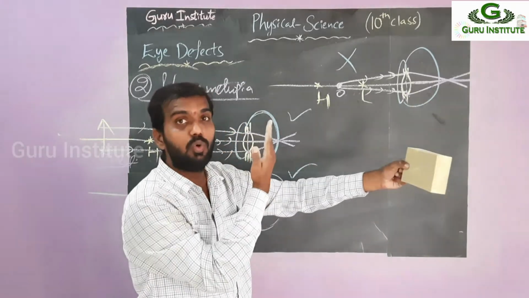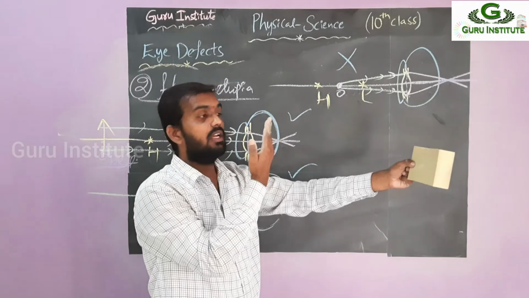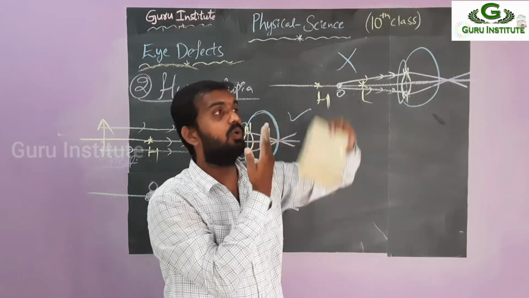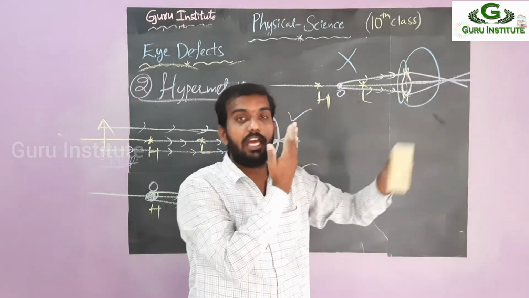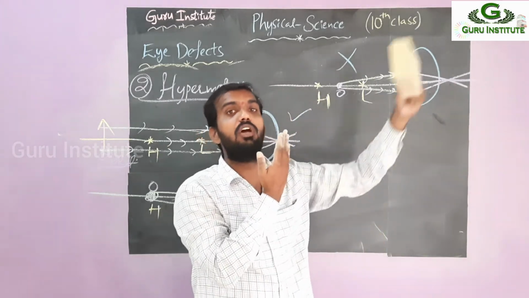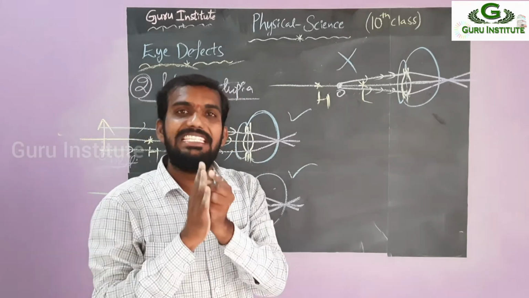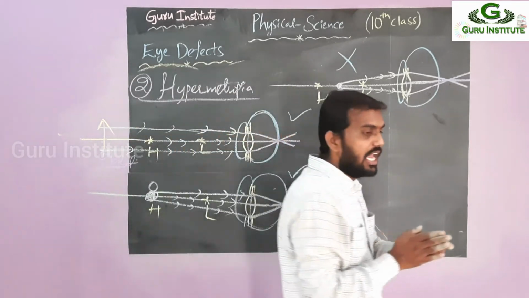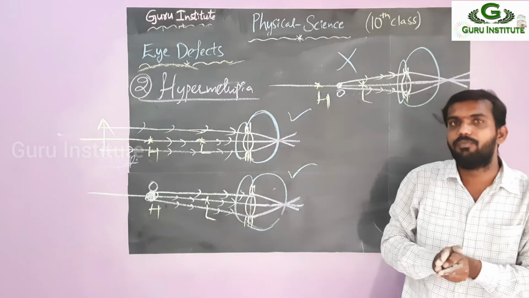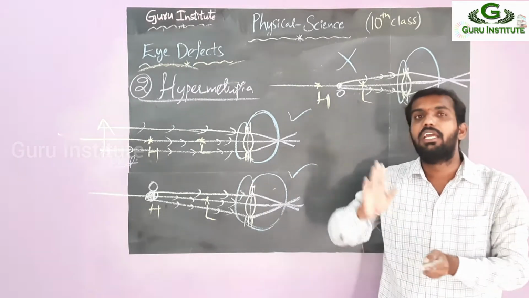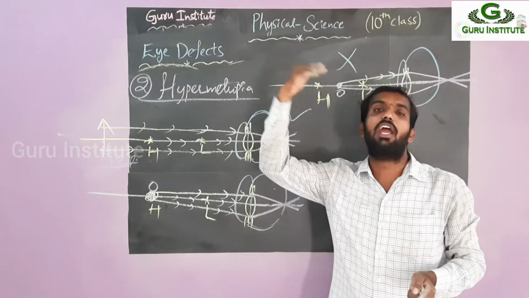Then what do I have to do to correct this? The objects which are present between H and L, I can shift from here to after H. That means a near object I can shift to a far object. So hypermetropia is a defect in which a person suffers from what? He can't see the image. Simply, he can see the image of a far object.